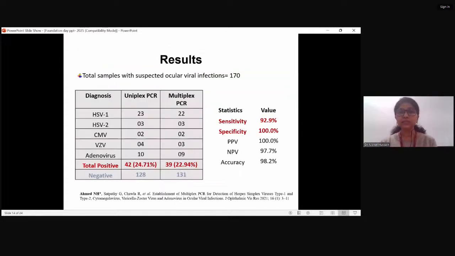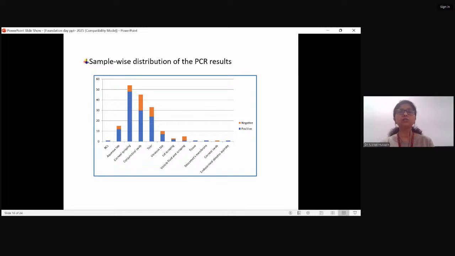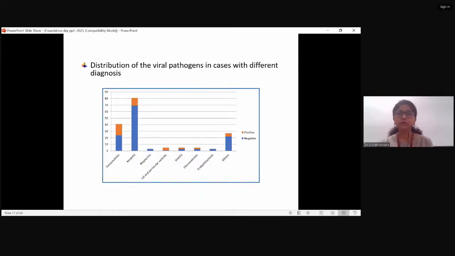Initially, we did 170 samples and we got very good sensitivity and specificity. Not only that, all the 5 viruses could be identified directly from the eye specimens. Also, we got very good results with non-invasive samples like conjunctival swab and tear samples. Also, we got very good results with posterior segment samples like uveitis and chorioretinitis cases.